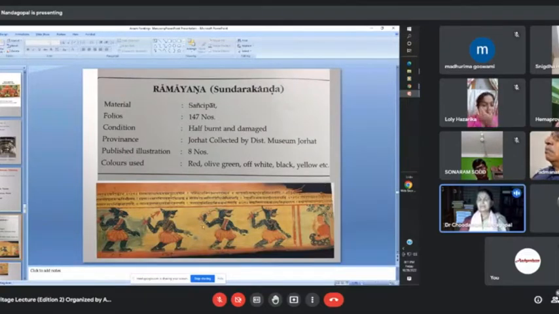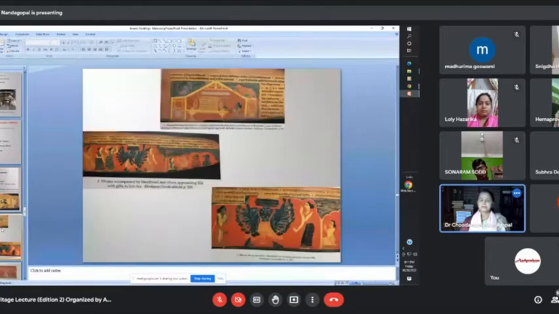So these are the Rakshasas approaching in their procession Sita, who is sitting under the tree, Ashoka. And here the Ramayana scene, Sundarakanda scene, where to hide his identity, Hanuman comes as the mongoose. You can see here. And he is looking at the Ravana's palace. So this is the interior of the palace is shown there.